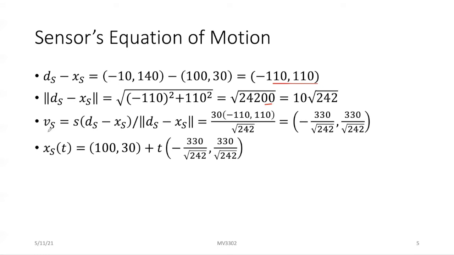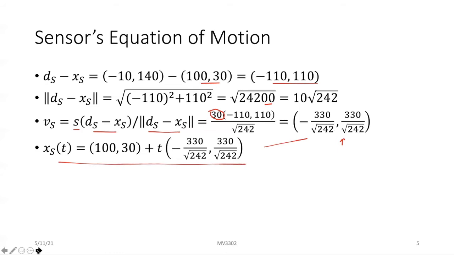All right, let's look at the velocity now. So we take the difference of the vector, divide by our norm, and that gives us our unit vector, and we multiply by the speed. The speed was 30. And so now our velocity vector for the sensor is minus 330/√242 and 330/√242. So this is the equation of motion for the sensor. Again, it's initial location plus the elapsed time times its velocity.